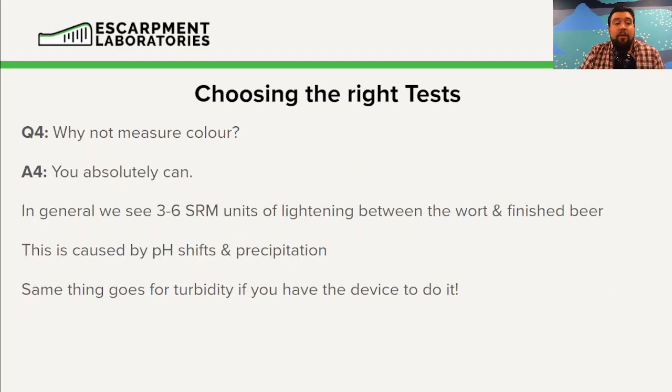Choosing the right tests, again, why not measure color? Go for it. You absolutely can. In general, you typically see a 3 to 6 degree SRM units of lightening between the wort and finished beer. This is caused mainly by pH shifts and precipitation of certain compounds and things like that. I didn't talk about it earlier because these typically require individual pieces of equipment that not all breweries have. Same thing goes for turbidity. If you want to measure turbidity, go for it. Makes a lot of sense.